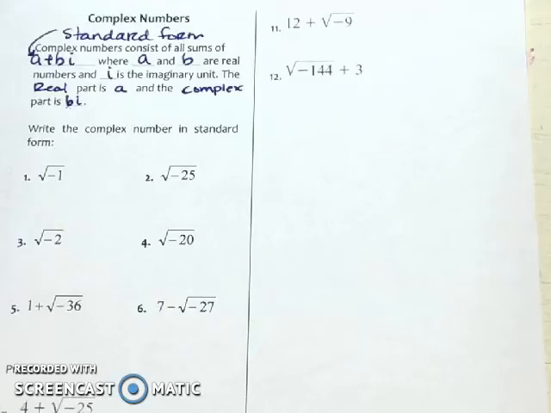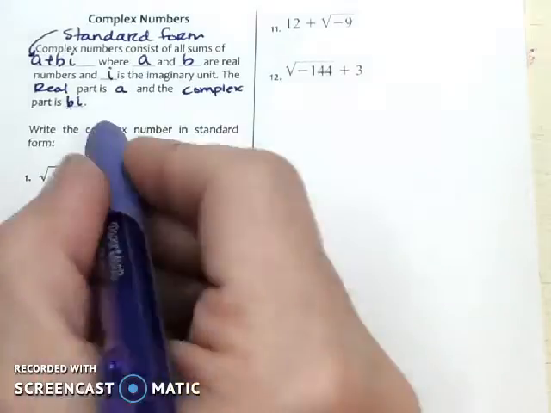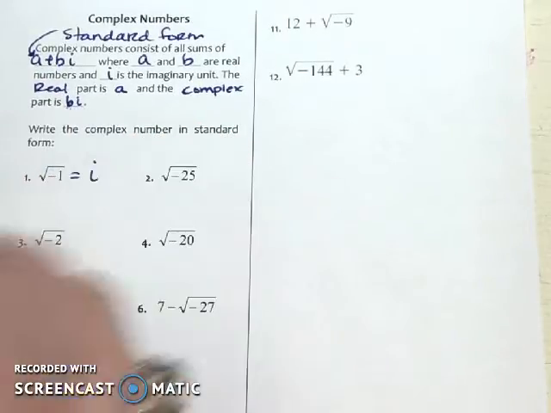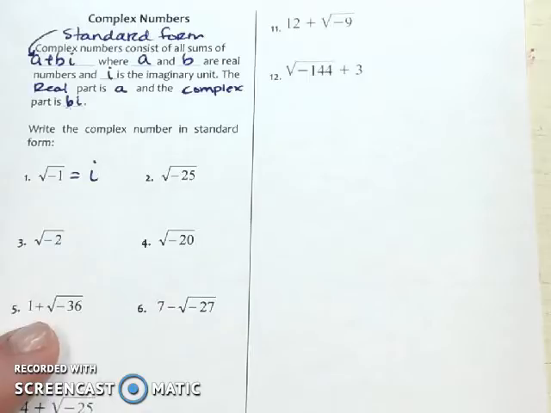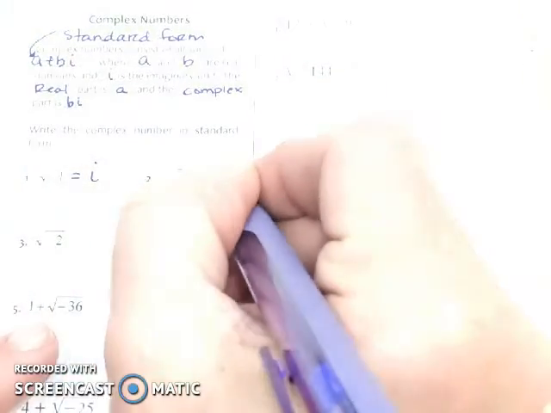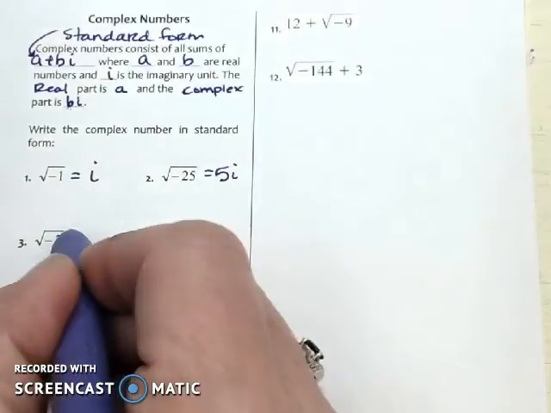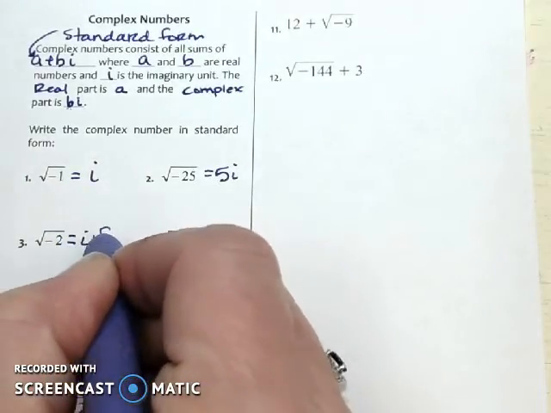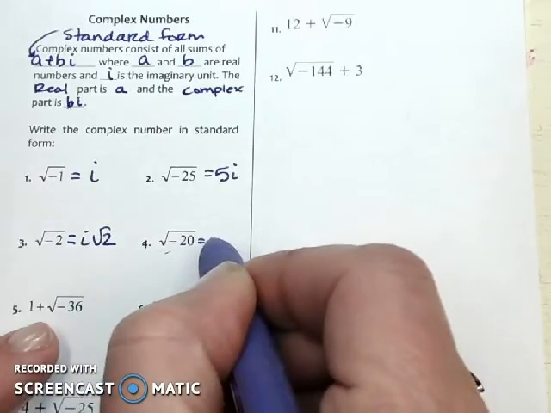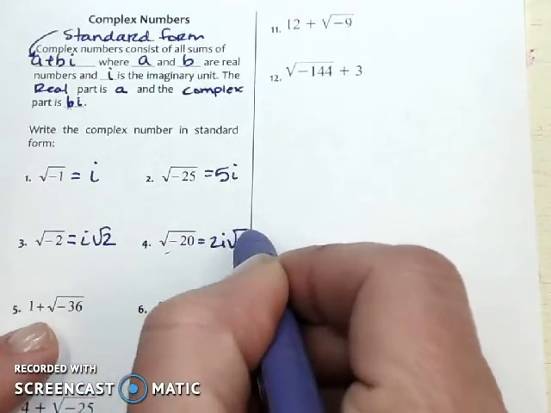So just a quick reminder about imaginary numbers. If we're doing something like this, the first one is my rule. The square root of -1 is I, period. That's just a rule. It's just a thing that you need to know. The square root of -25 is 5I. The square root of -2 is I times the square root of 2. The square root of -20 is 2I times the square root of 5.